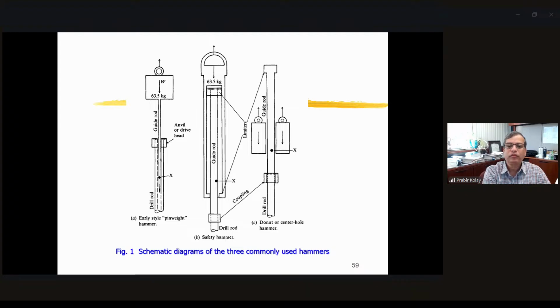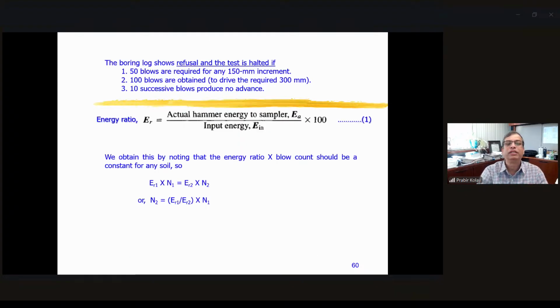Over here, you see the boring, so basically at what depth you need to do the test. 50 blows are required for every 150 millimeter increment. 100 blows are often required to drive 300 millimeter, or 10 successive blows with no advance. When your number of blows is more than 10 and the sampler is not advancing, then you have to stop. Then, depending on what type of hammer you are using and what the efficiency of the hammer is, we need to do the different corrections, okay?